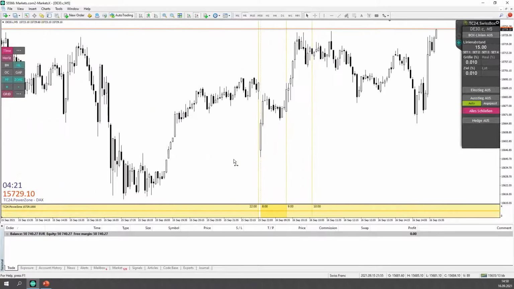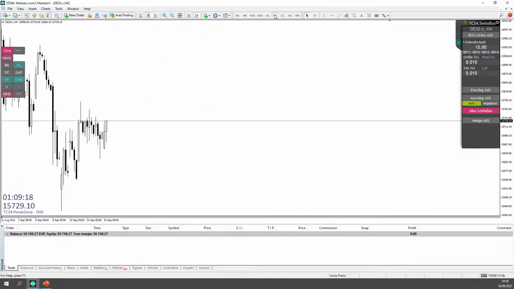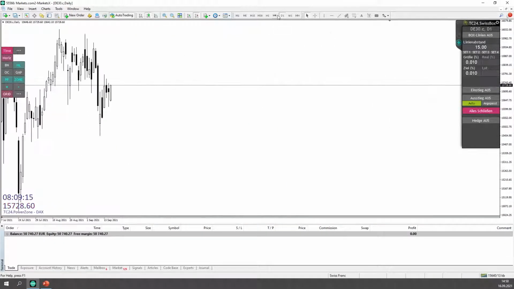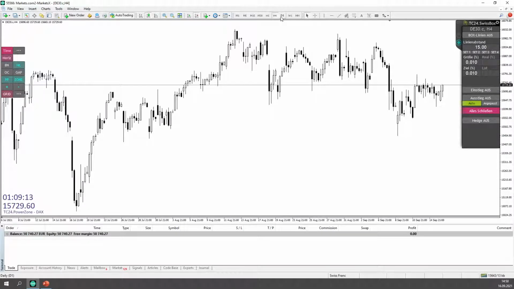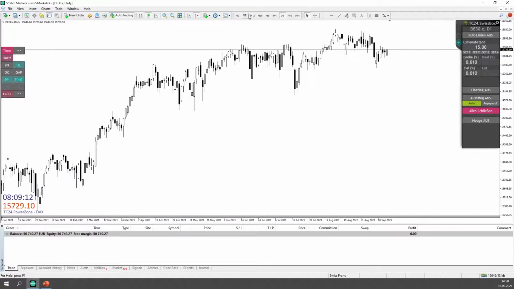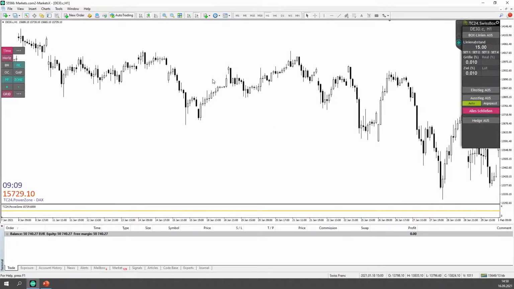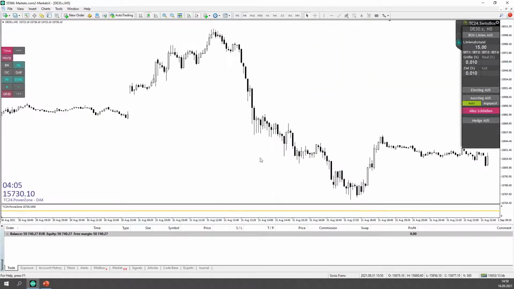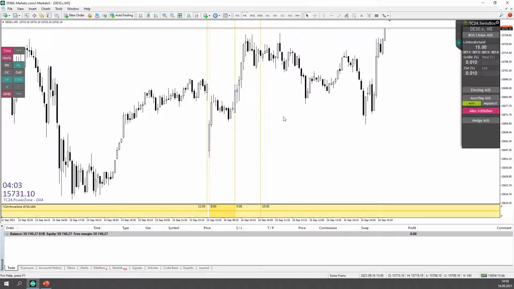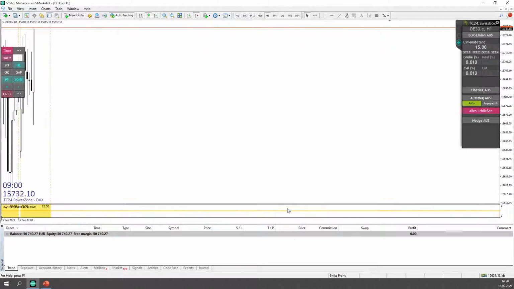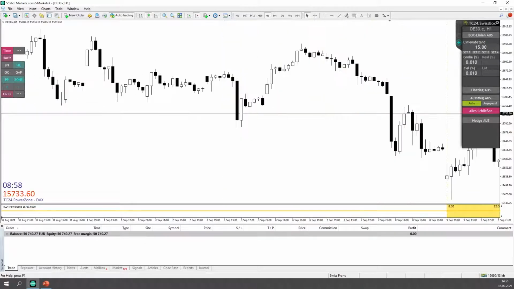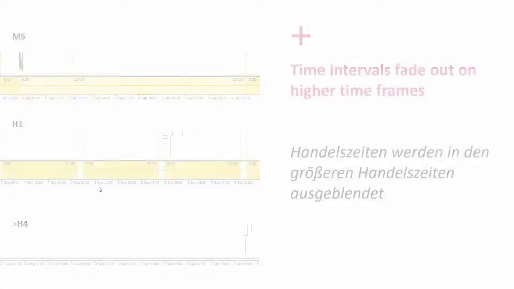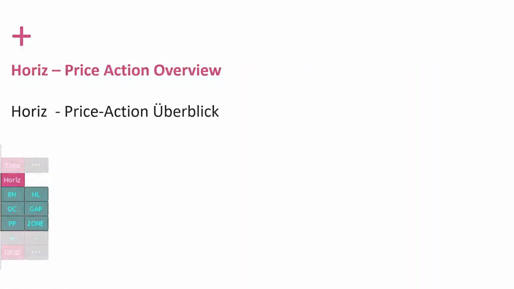your chart, and they're also disappearing if you go to much higher time frames, because then these intraday timeframes don't make sense anymore. So your chart doesn't get messed up with all these features, and this is very important for the timeframes. Okay, that's all for timeframes.